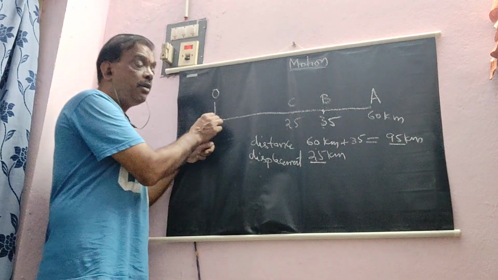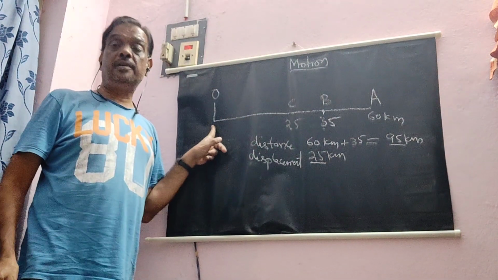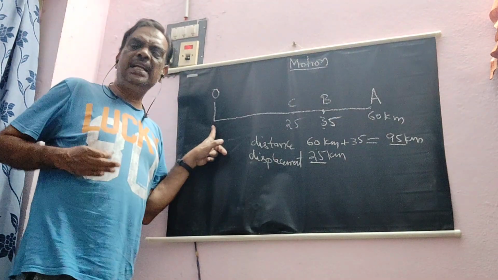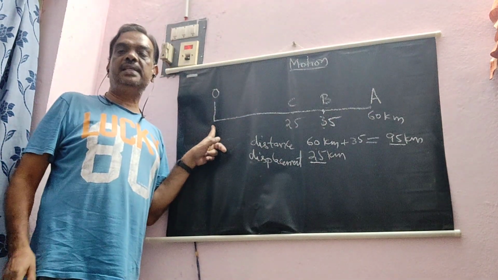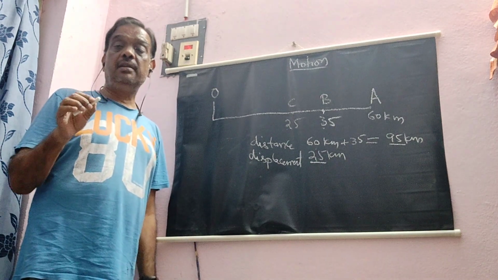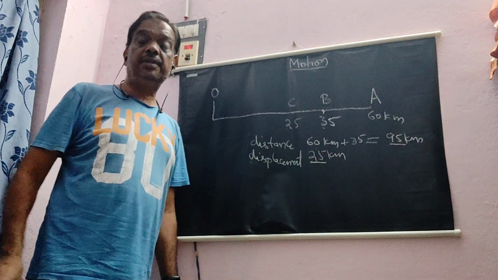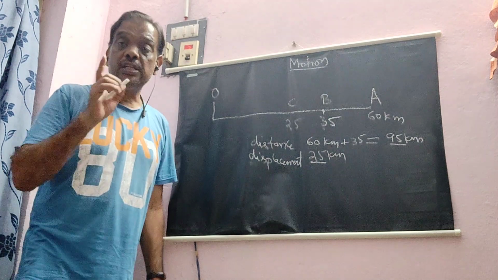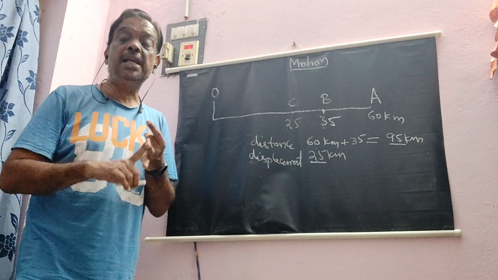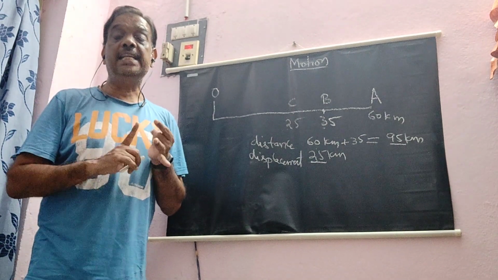Listen here. An object starts from home, reaches A, and travels a distance of 60 kilometers. In this, the object is traveling from O to A in a definite direction. When an object travels in a straight line from the initial point to the final point, in that case only the magnitude of distance and displacement are equal. When an object travels in a straight line.